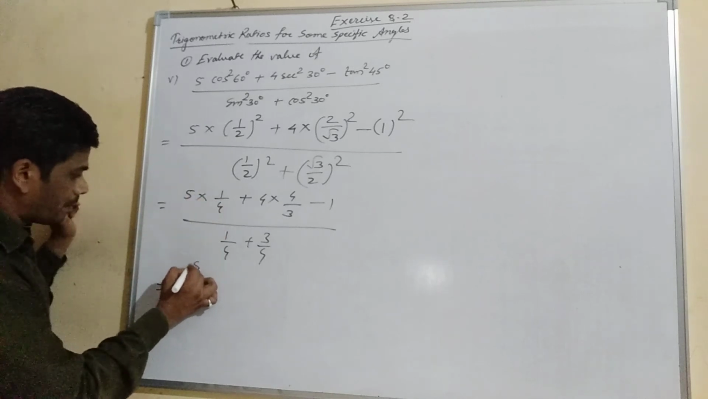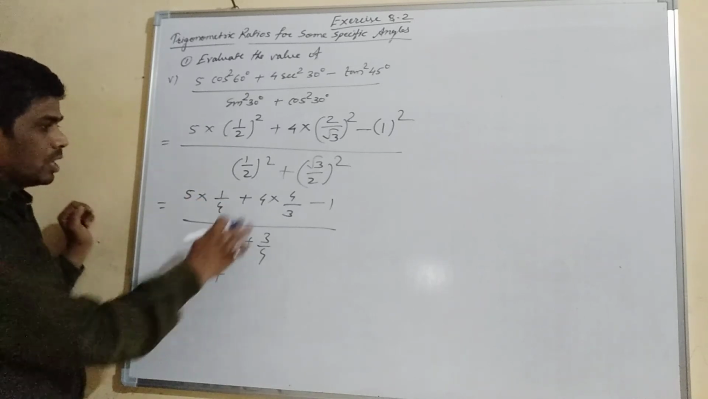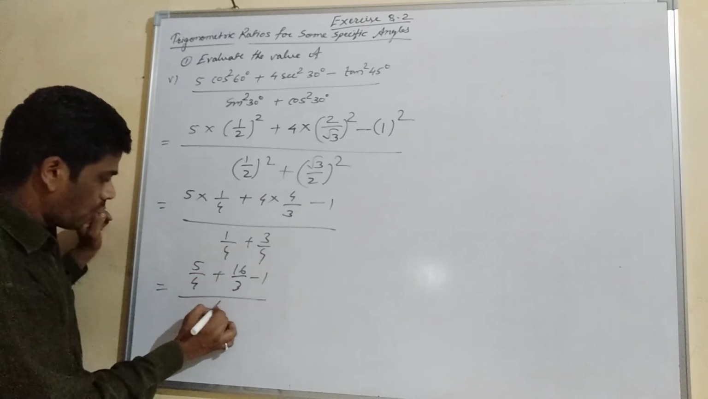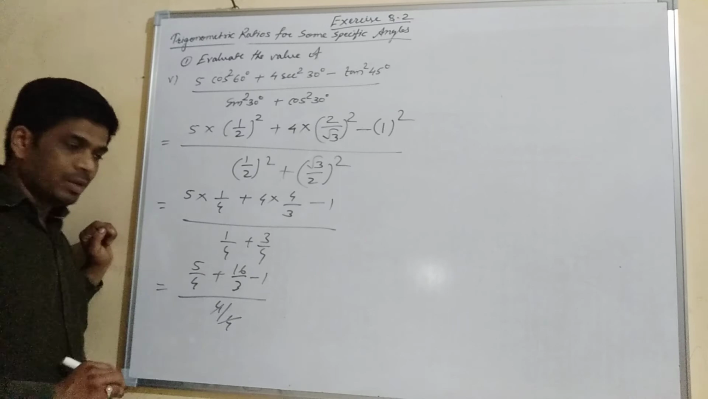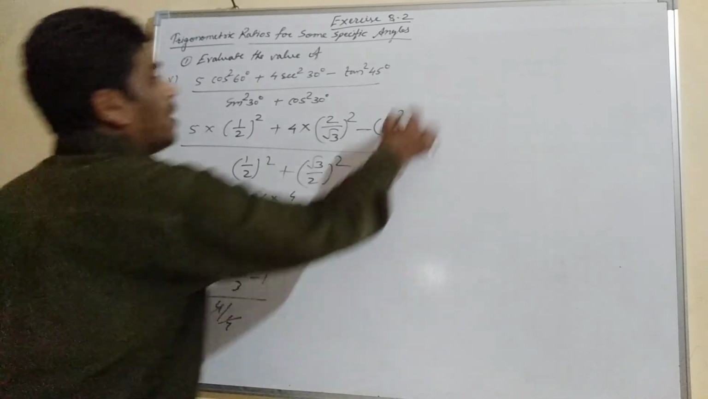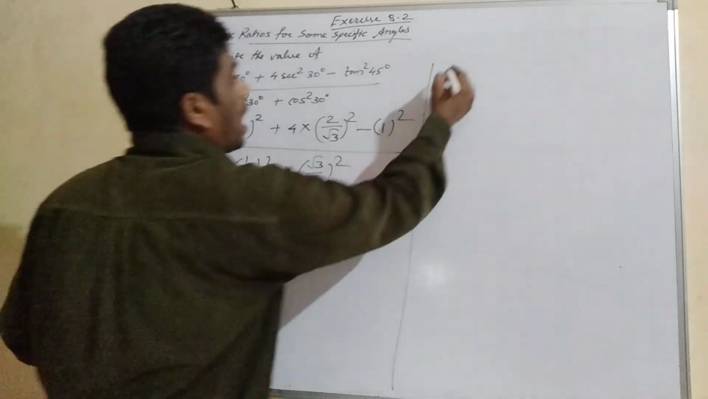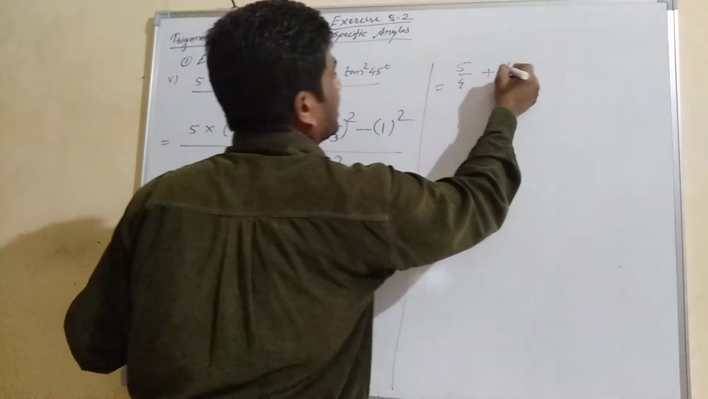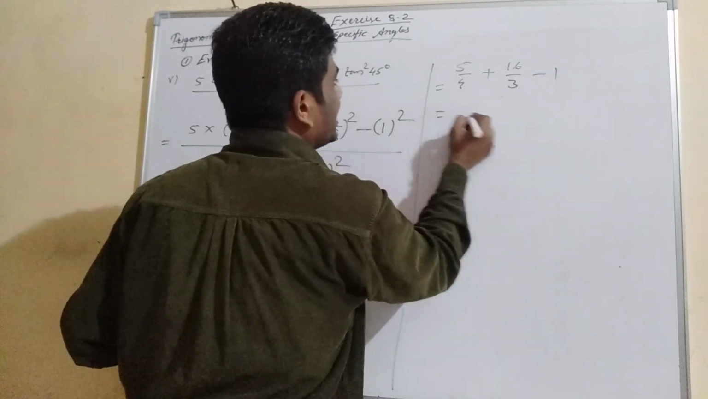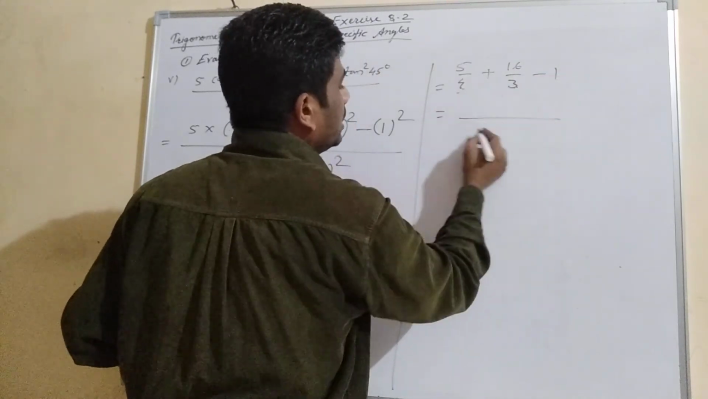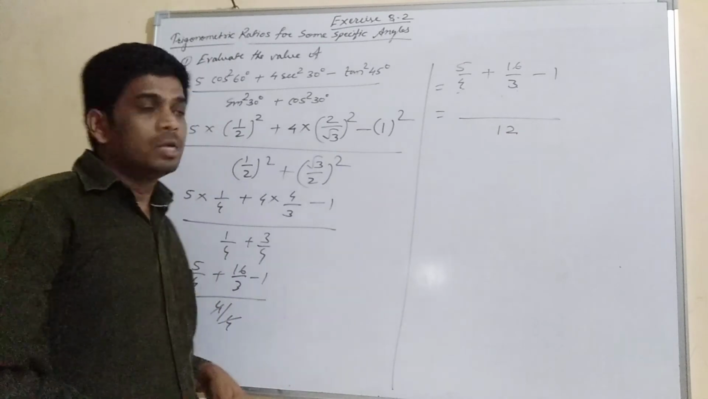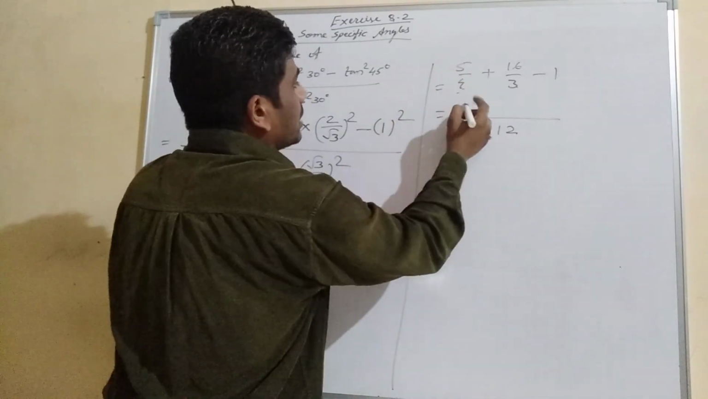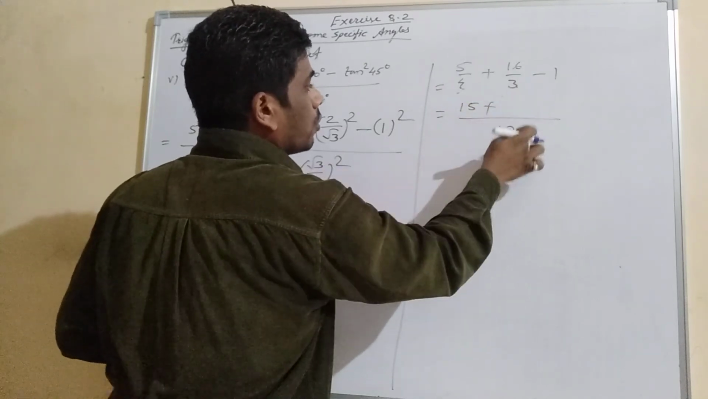Means we got here 5 upon 4 plus, here we will get 4 4s 16 upon 3 minus 1 upon 4 upon 4, that will be 1. Now what we got finally, we got here 5 by 4 plus 16 by 3 minus 1. So LCM will be 4 and 3. 4 3s are 12. Okay. Now 12 we will divide by 4. So 4 3s are 12. 3 5s are 15 plus 3 4s are 12.